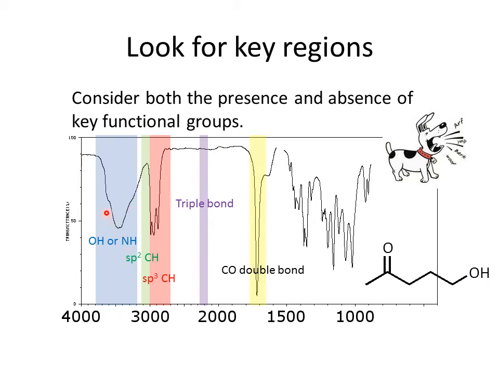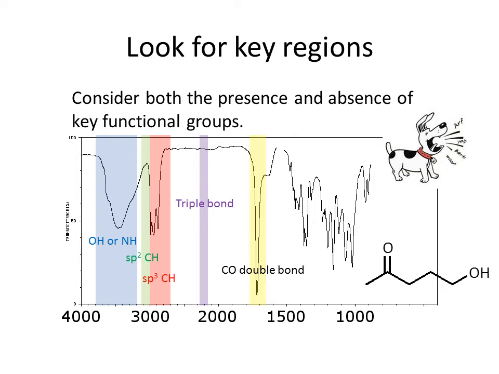There I'm looking at OHs and NHs. I'm going to look at the region just to the left of 3000, say 3000 to 3050 or maybe even 3100. That's where alkene or sp2 CHs come. Just to the right of 3000, that's where sp3 CHs come. Around 2200 is where I would see a signal if I had a triple bond, and around 1700 is where I would see a CO double bond.